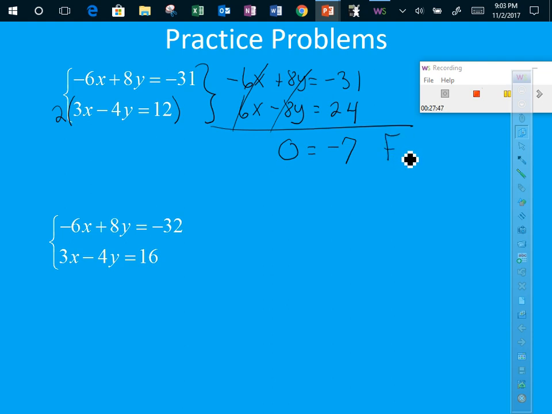That is a false statement. That tells you that there's no solution. It tells you that the lines are parallel. We had one of those on our assignment the other day. So on this one, there's going to be no solution. The reason that there's no solution, these lines are parallel.